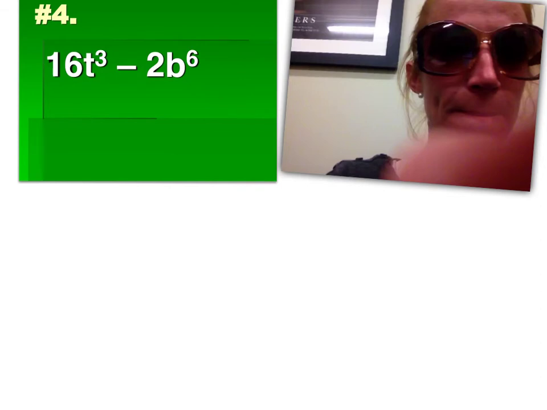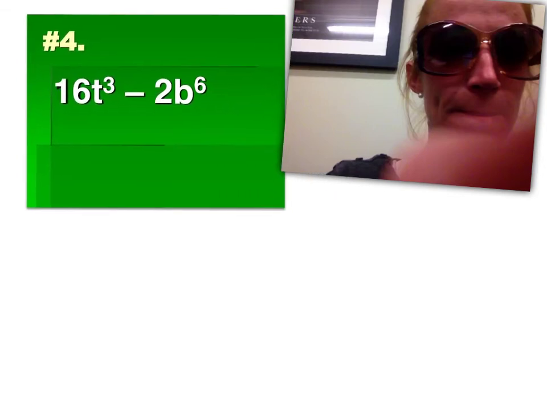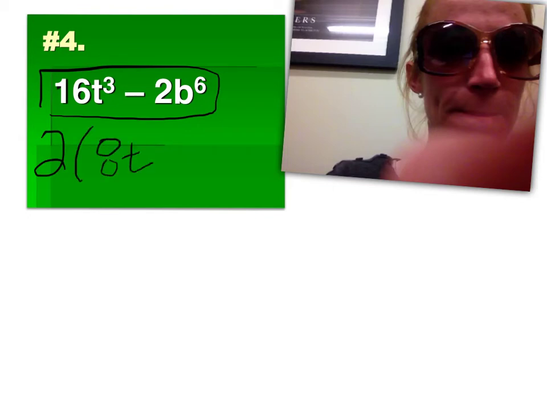In this example, we have a binomial, and I'm moving it around. And first of all, we can notice that there's a common factor of 2 that can be factored out. So 2 times 8t to the third minus b to the sixth. And then there should be some alarm going off that says, wow, this is the difference of two cubes. So now let's figure out first what a is and what b is. But do not forget to keep the 2 there.